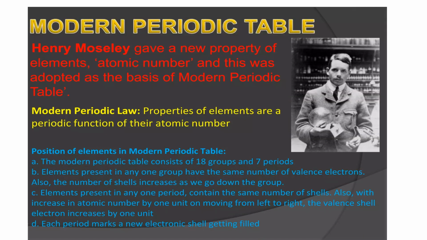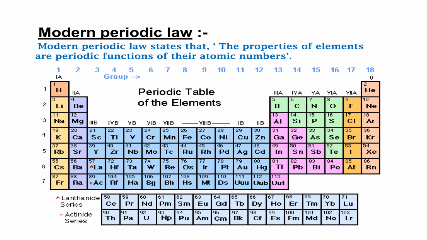Then we say about the modern periodic table. Henry Moseley gave a new property of elements, atomic number, and this was adopted as the basis of the modern periodic table. Then this is the model of the modern periodic table.